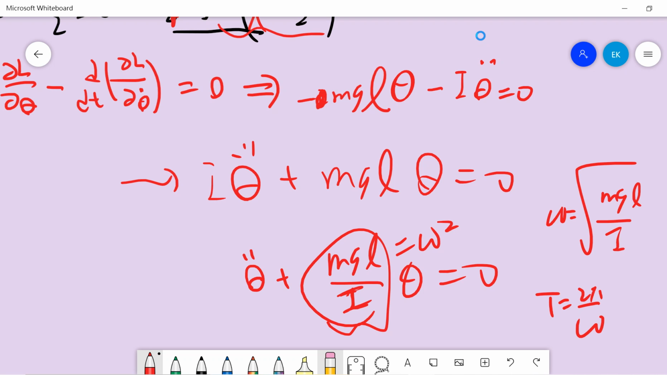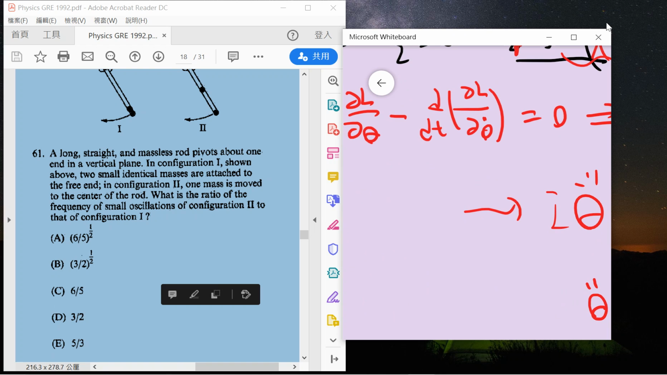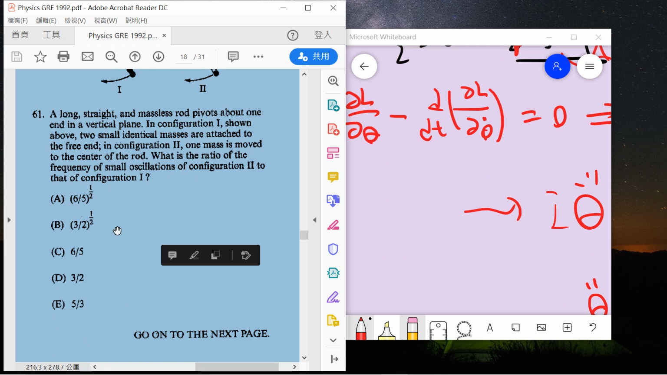Okay, I think that's it. This problem is usually difficult, so I suggest that you remember the formula. Okay, and I will see you guys in the next video.